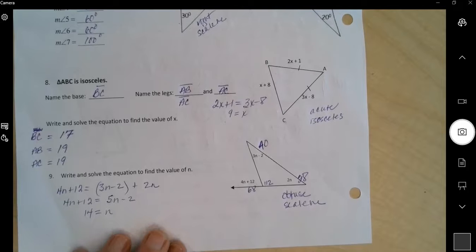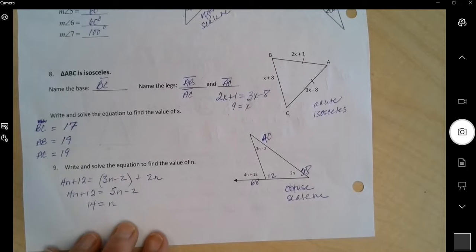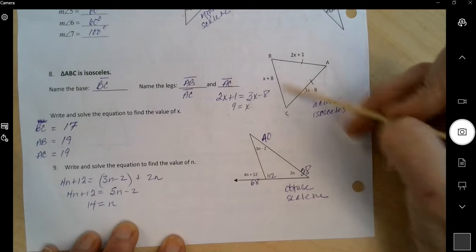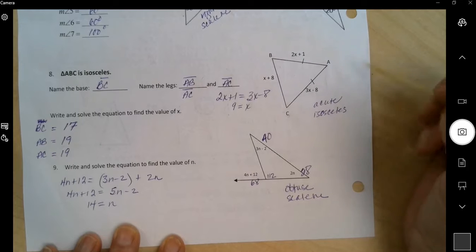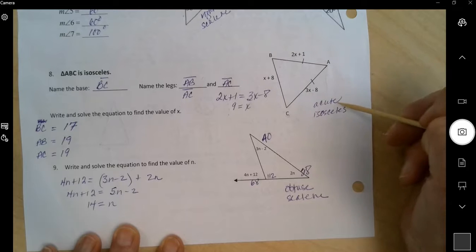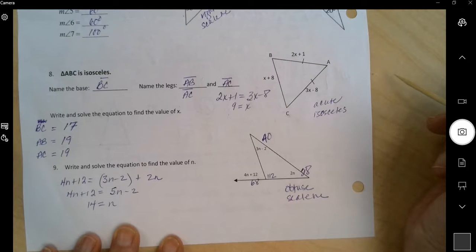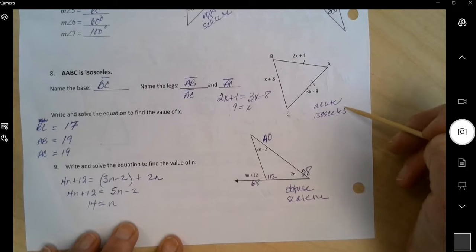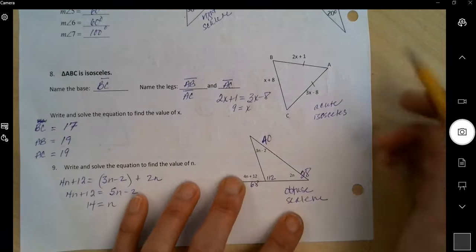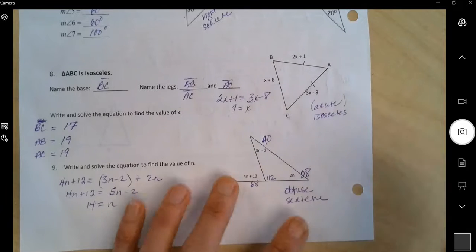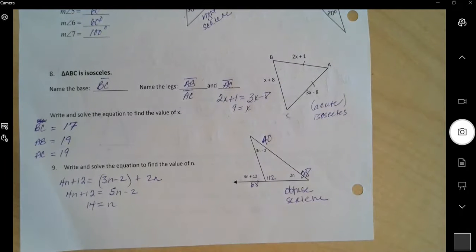All right, next up, ABC is isosceles. When you're naming the base, your base is going to be this side here, the one that's not one of the two congruent sides. And our legs are AB and AC. Because they're equal to each other, I can solve for X. And I said it was acute. There's no guarantee. Without angle measurements, I can't guarantee acute. It looks acute, but Nazifa and I are like, don't go by the picture. Okay. Anybody else? Question?